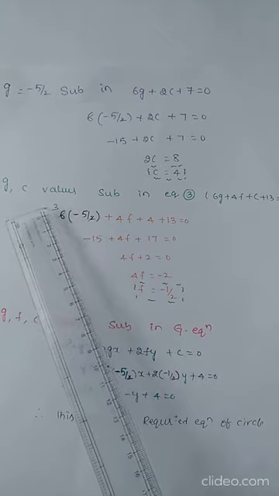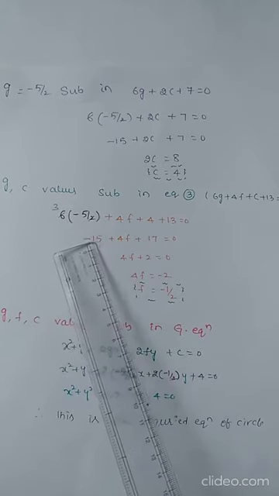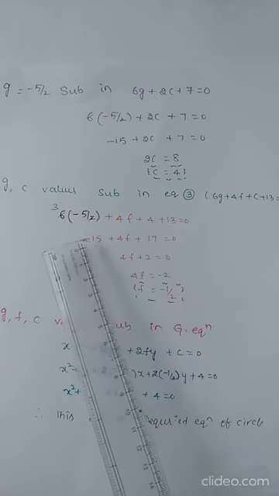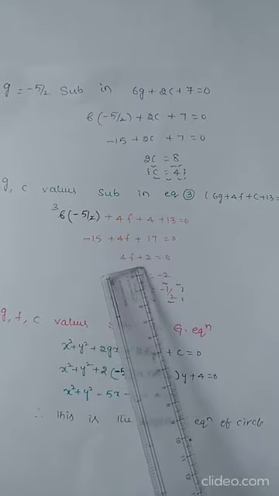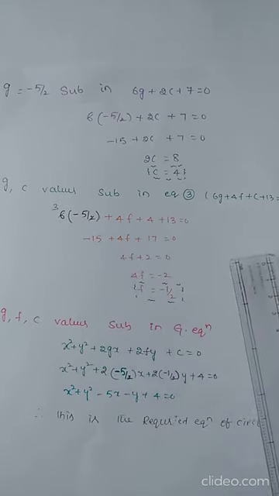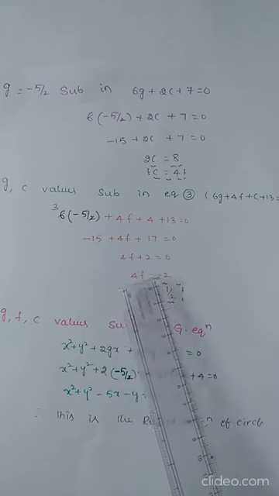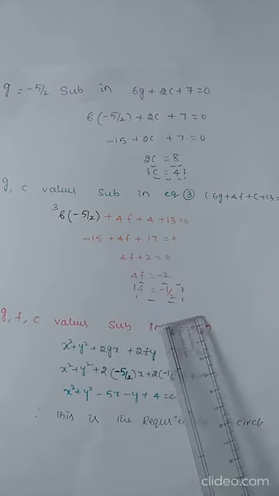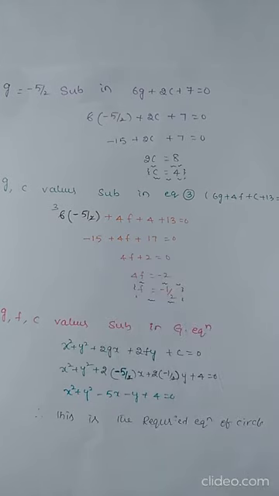So plus 13 is equal to 0. 2 1s are 2, 2 3s are 6. Plus into minus, minus 3 5s are 15, plus 4f plus 4 plus 13 is 17, equal to 0. Minus 15 plus 17 is plus 2. Therefore 4f is equal to, this side positive, that side goes to negative, therefore 4f is equal to minus 2. Therefore 2 2s are 4, so f is equal to minus 1 by 2.